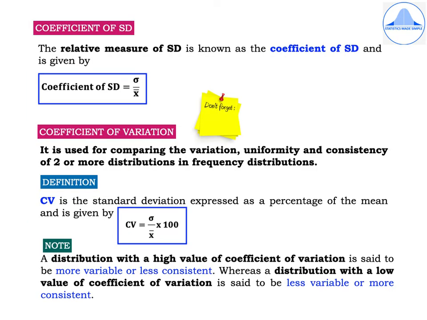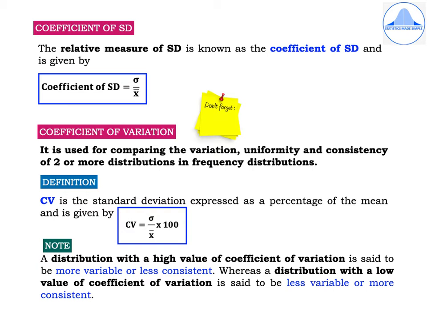The relative measure of standard deviation is known as the coefficient of standard deviation and is given by coefficient of standard deviation equal to sigma divided by x bar. Now we will learn coefficient of variation.